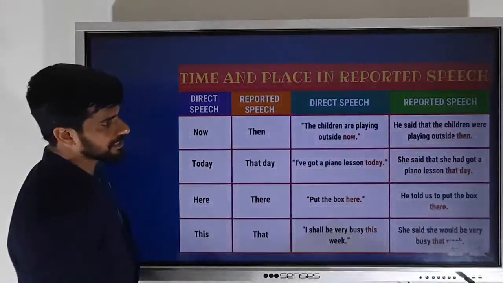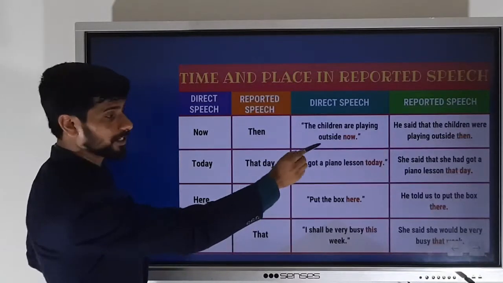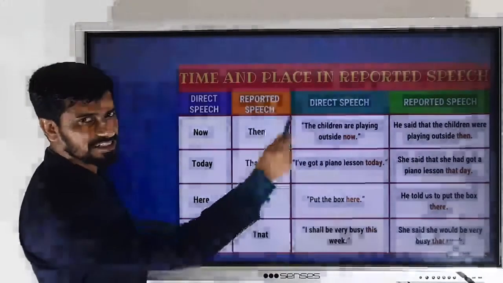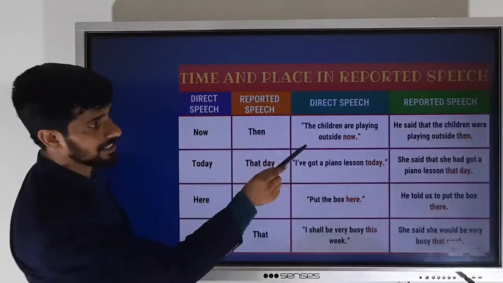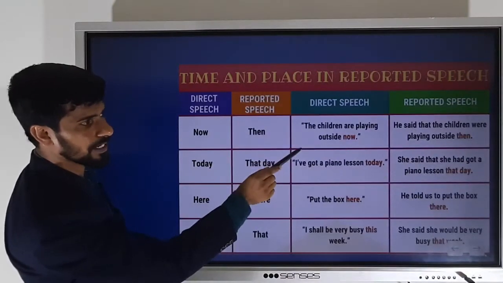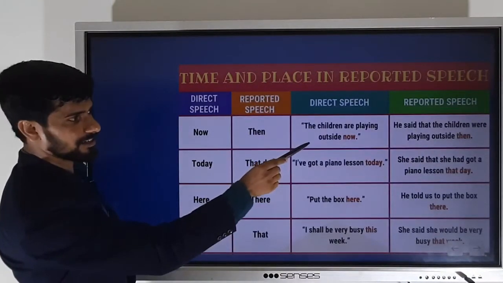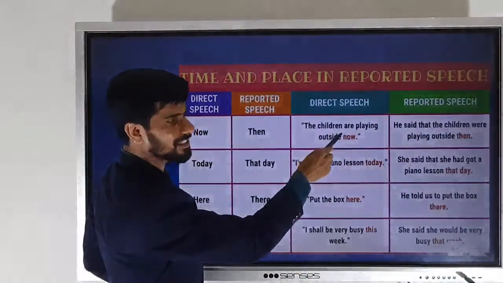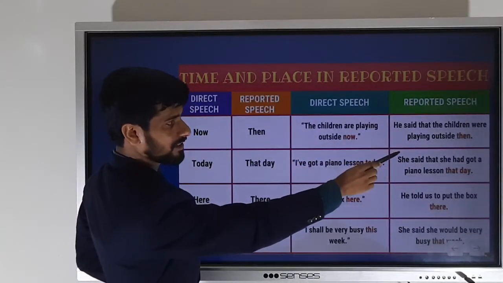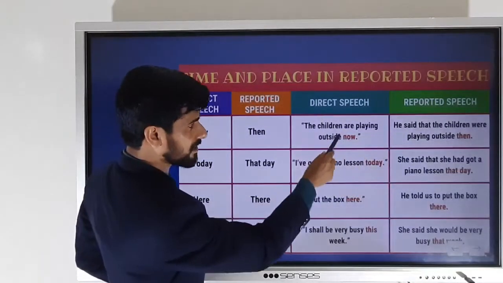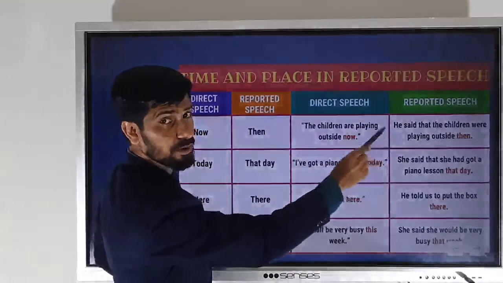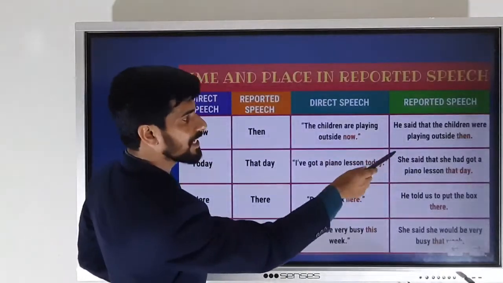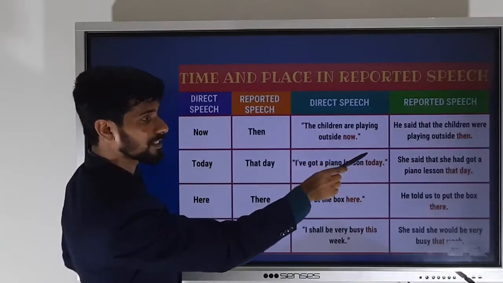For example, the children are playing outside now. Then how is it converted? He said that the children were playing outside then. Understood? You notice the change, right? "Are" becomes "were," because this is present tense and the other is past tense. So in reported speech, when it is present tense, it is converted to past tense. That's why he said that the children were playing outside then.